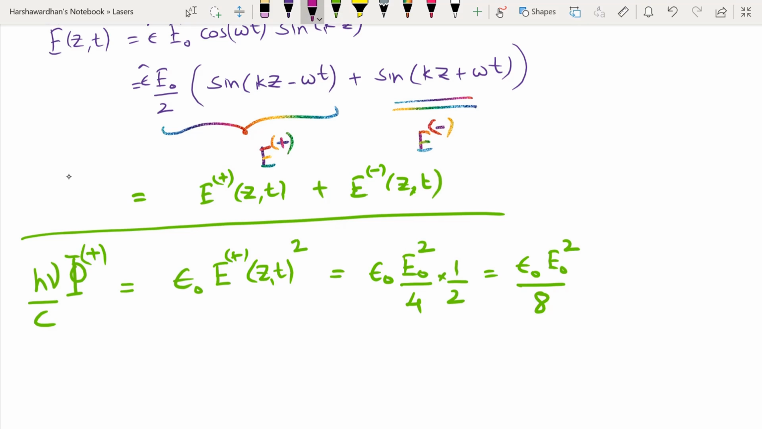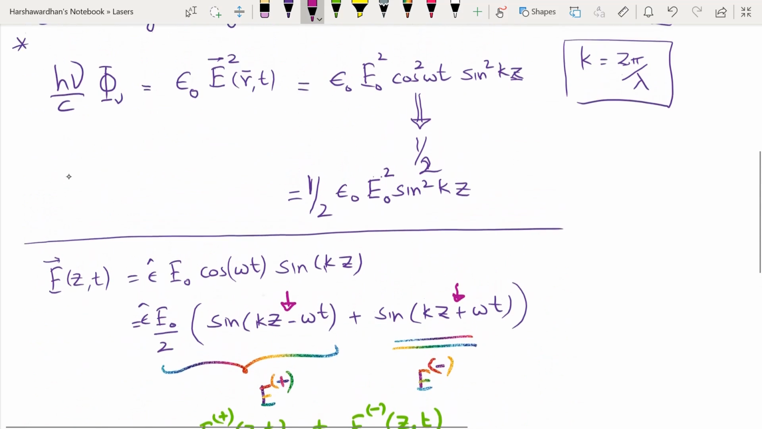All right, similarly, I would get E minus, where I would have changed this to E minus. And of course, I have the same relationship. Both plus and minus have the same relationship, apart from the fact that the argument in the sine changes sign, kz minus omega t, kz plus omega t. That really doesn't change the averages. So you get essentially this relationship, which is time averaged.